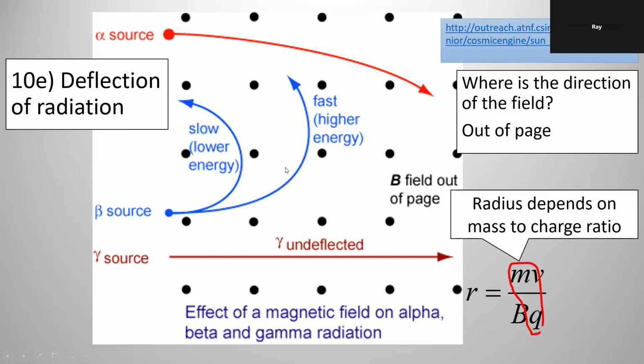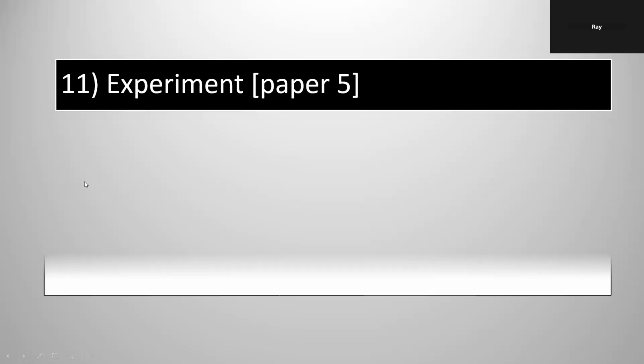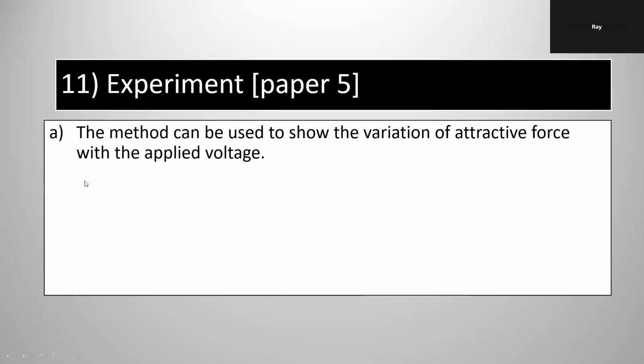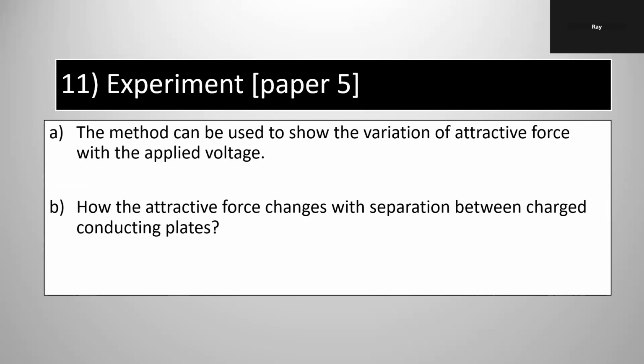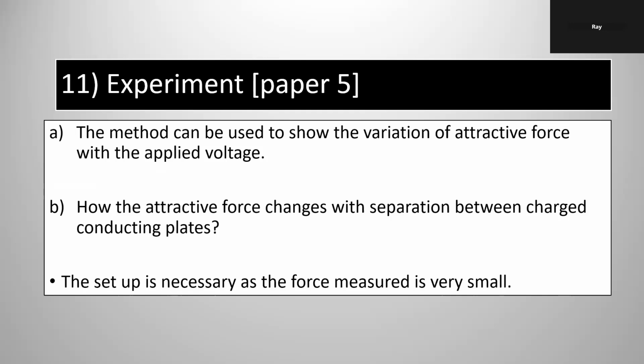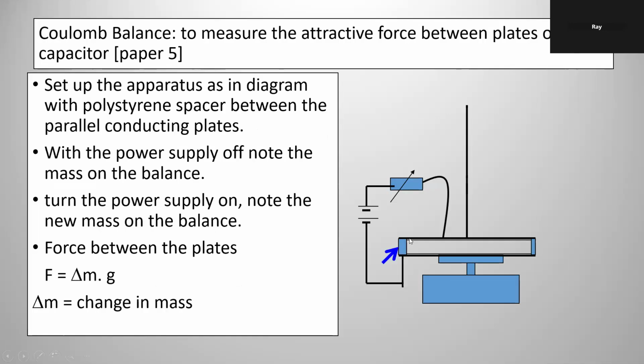Radius depends on the mass to charge ratio. This method can be used to show the variation of attractive force with applied voltage, and how the attractive force changes with separation between the charged conducting plates. A setup is necessary as the force measured is very small. We need a top pan balance because the force is very small.